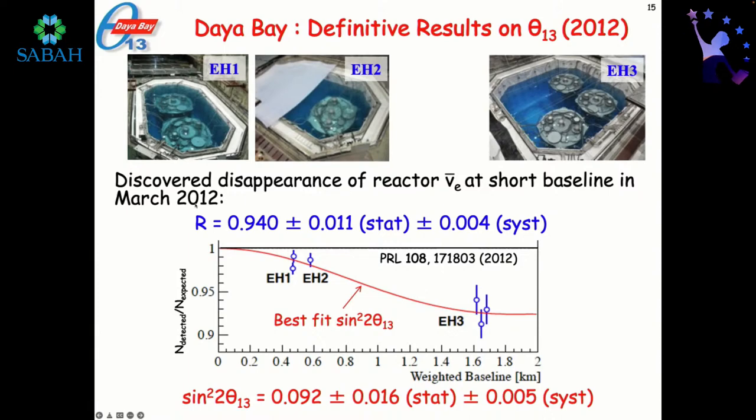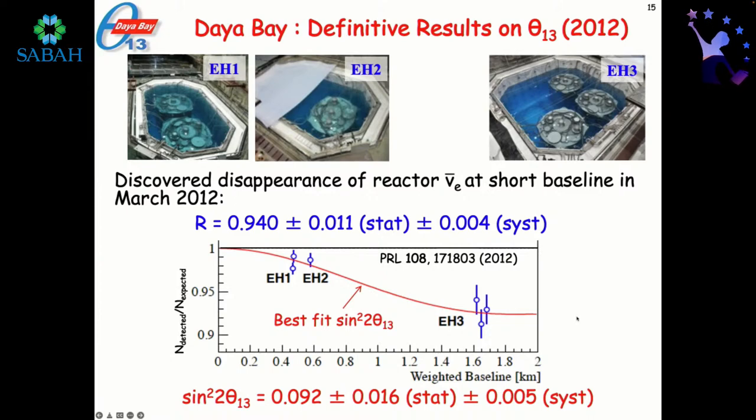From this disappearance of the reactor antineutrinos, we deduce the mixing angle sin^2 2θ13 is about this quantity. That translates to a value of about 9 degrees for θ13, which is a lot smaller than the mixing angle θ12 measured by Kamioka.